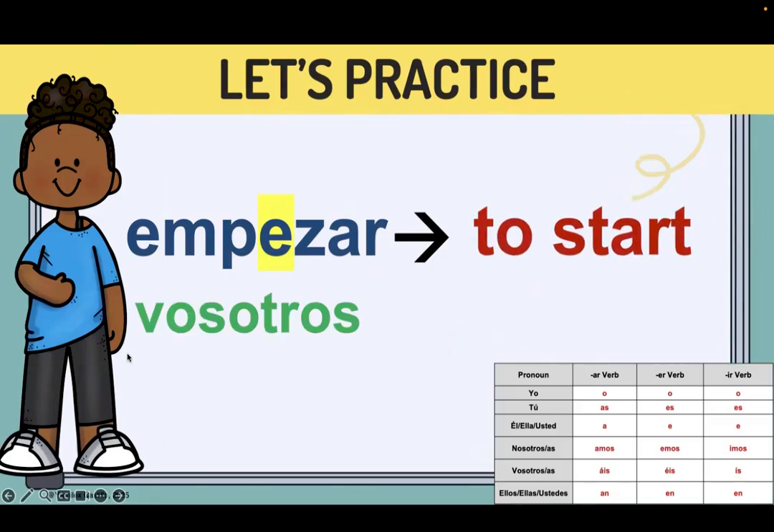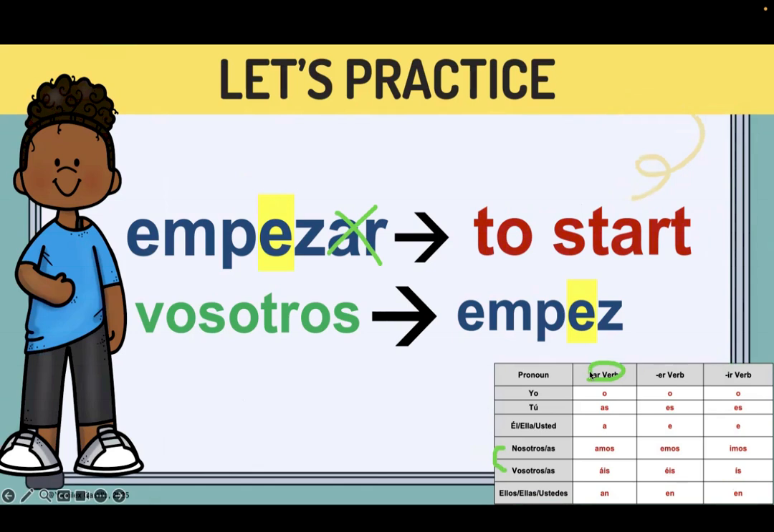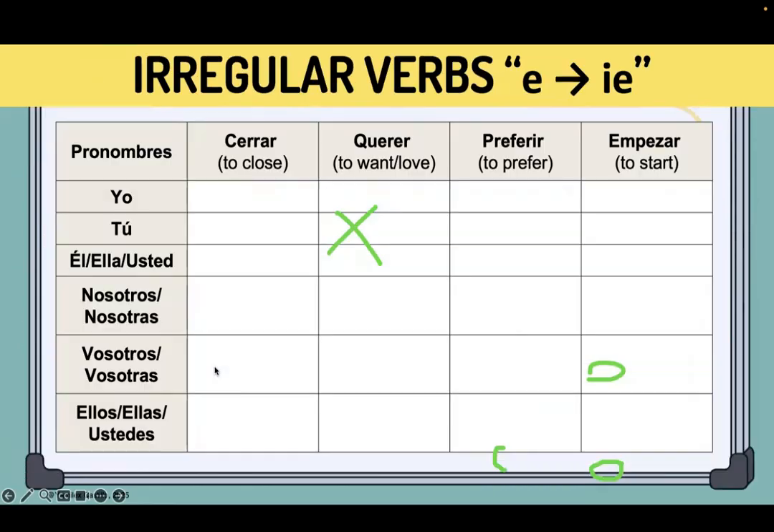Empezar. Vosotros. Look very carefully. Remember that vosotros and nosotros remain the same. We don't need to add the I before the E. So it's empez. Remember, we already eliminated the ending. And then we know that it is AR. It's vosotros, so the ending should be ÁIS. Vosotros empezáis. We're going to do this practice together. You can stop the video. You can do it in your notebook. Once you're done, continue with the video so you can check if you did it correctly. Okay?